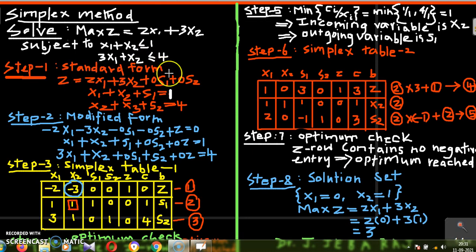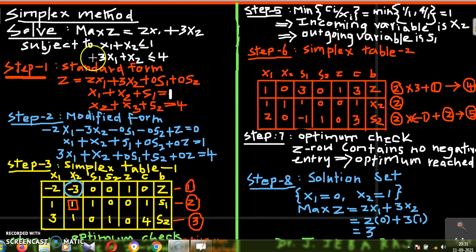Now the first step is standard form. Standard form means what? Look at this constraint. By adding some value here, a so-called slack variable, we can make this equal, okay? So that slack variable I am adding with this and writing equal to 1. This S1 we call a slack variable.